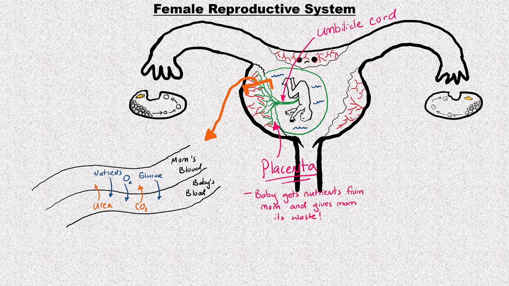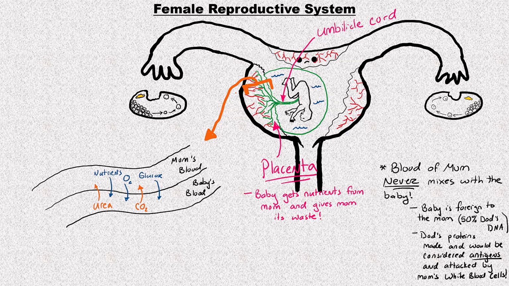So the placenta gets nutrients from mom to the baby, and it gives mom the waste. So the baby gets rid of waste through the placenta and gets nutrients through the placenta, necessary to have for pregnancy.